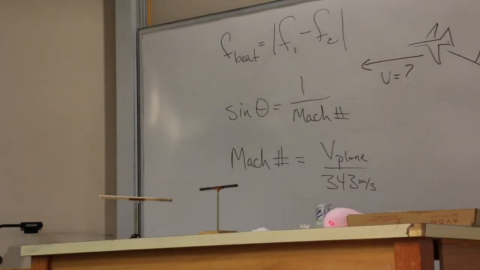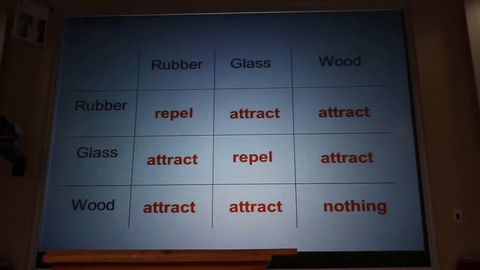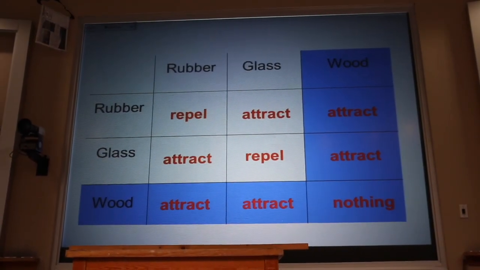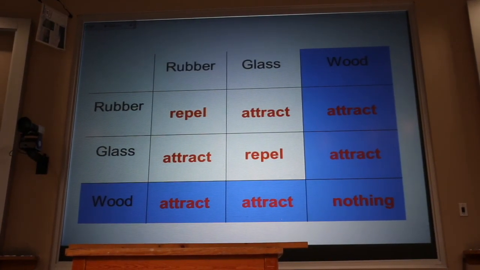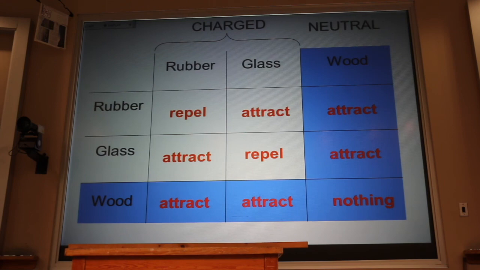Okay. Nothing. Now, we're going to discuss why that wood acts differently from the other two categories. But before we do, no, let's do it now. We notice that the wood category acts differently. I can't find a repulsion with wood. And so we give names to these categories. We call the rubber and the glass charged, and we call the wood category neutral. Okay?